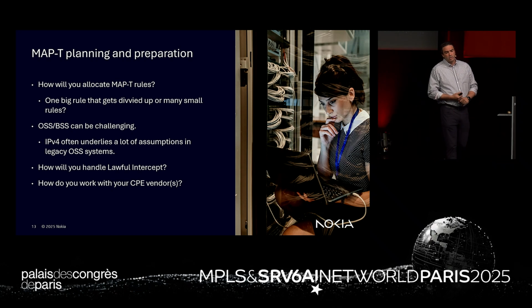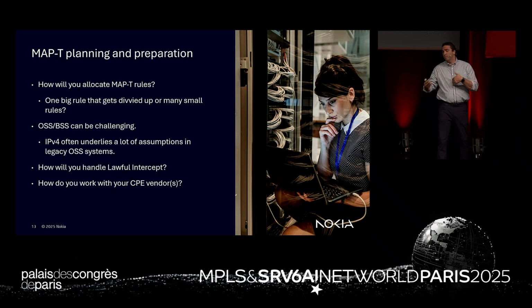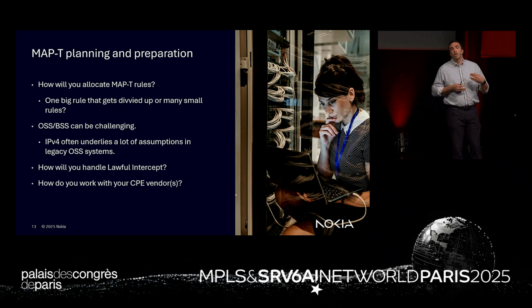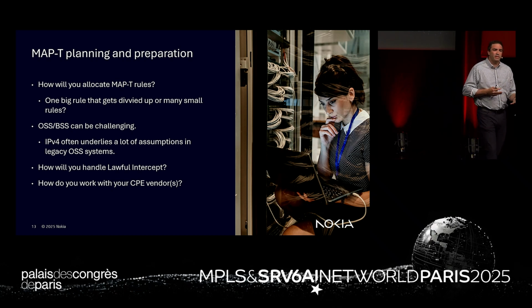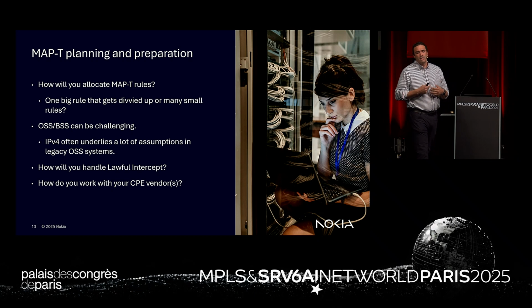Planning and preparation. How will you allocate those rules? Do you want to have one rule for the entire network, multiple rules for smaller markets? It depends. As mentioned before, OSSs and BSSs are the most challenging ones. And then lawful intercept. What we're seeing, everybody just creates scripts. They're just good at subnetting. They create scripts, and they're able to do the translation back into V4.